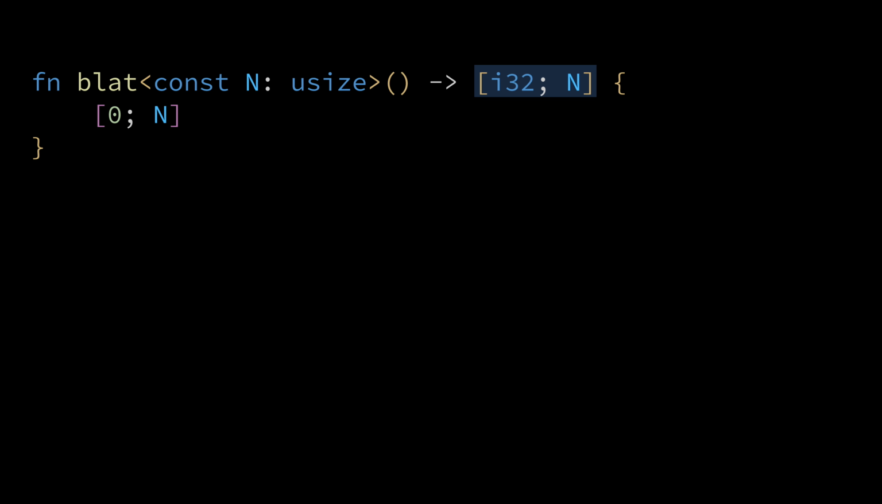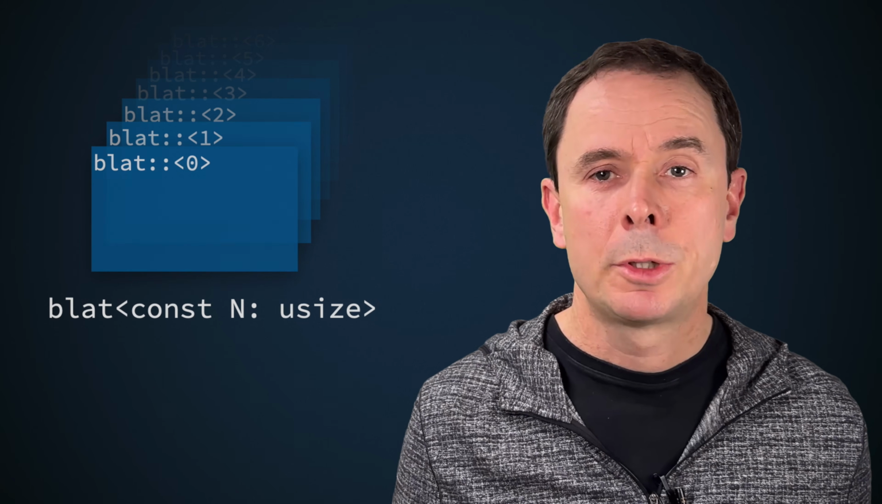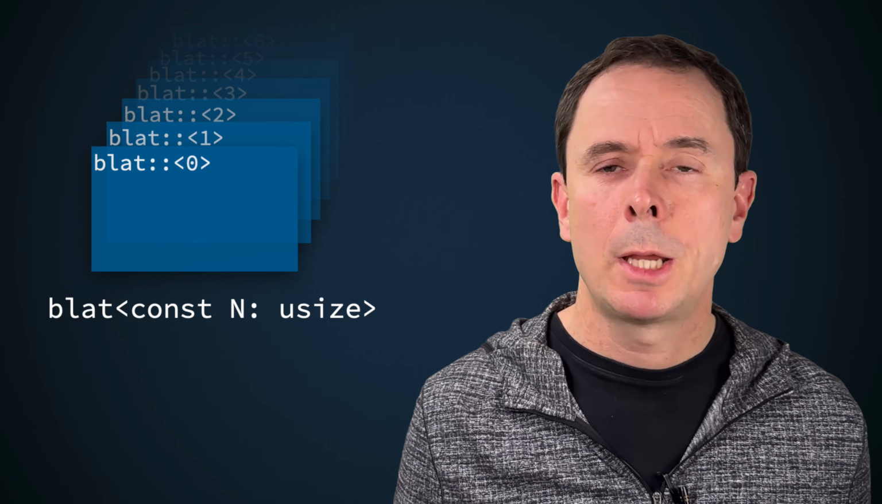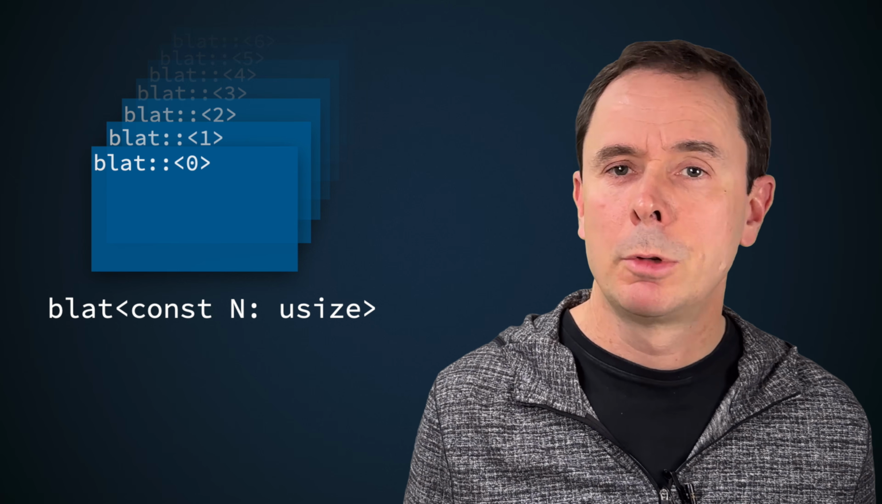So this function returns a fixed length array of n integers. Just like with type parameters, I want you to think of this as a family of functions that all have the same name, but with different values for n. In each place this function is called with a particular value for n, it will be monomorphized for that value, producing a function that returns an array of that specific length.